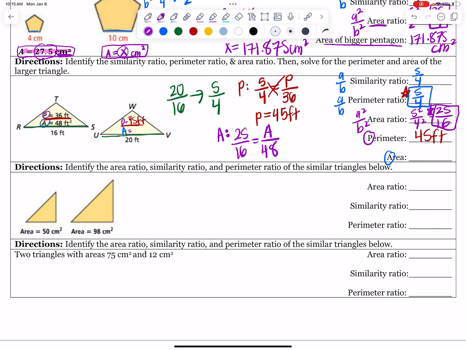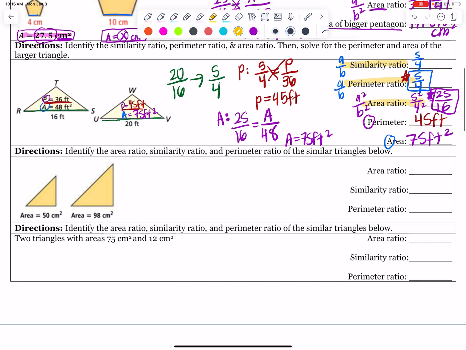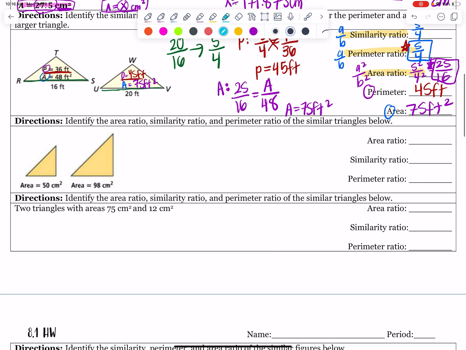So again, just cross multiply and solve. 25 times 48 is 1,200, divided by 16. My area is 75 feet squared. So I can fill that in. Area is 75 feet squared, which makes sense because that is more than the 48 for the smaller shape. So we can use these three ratios in order to solve for missing perimeters and areas as well.